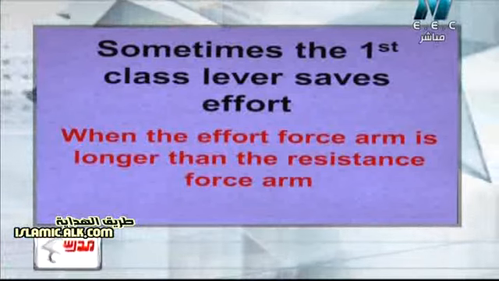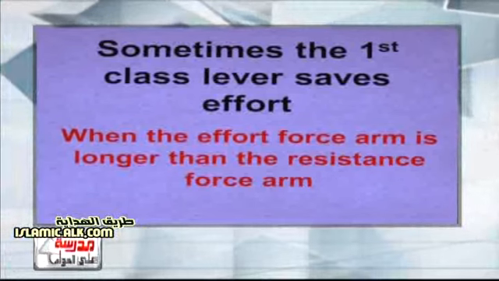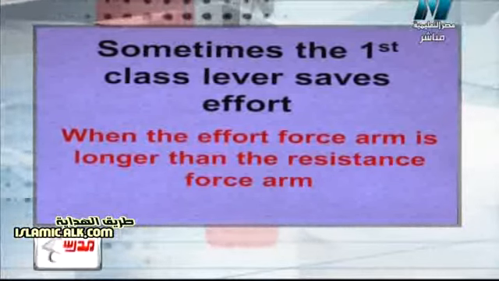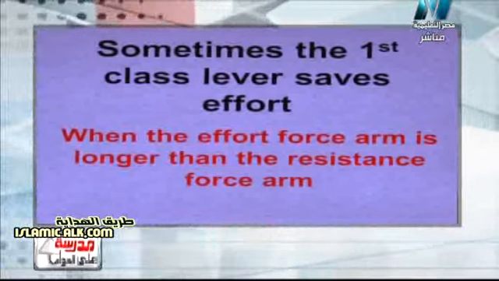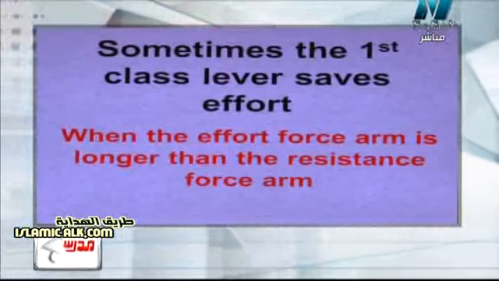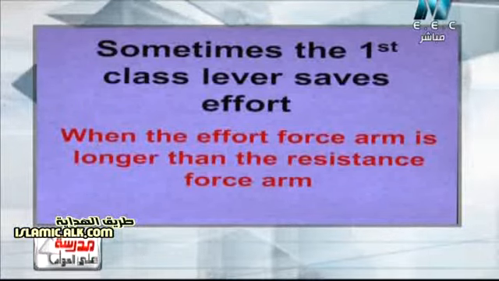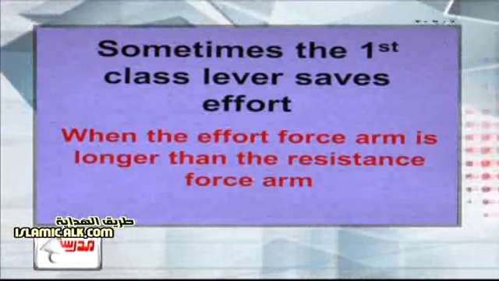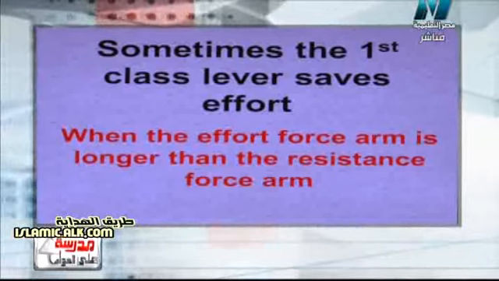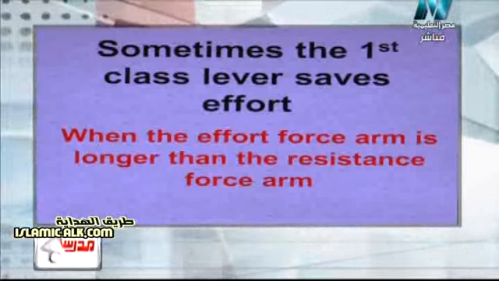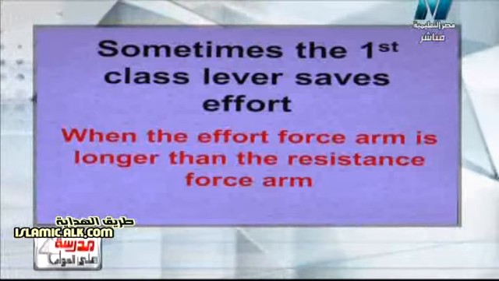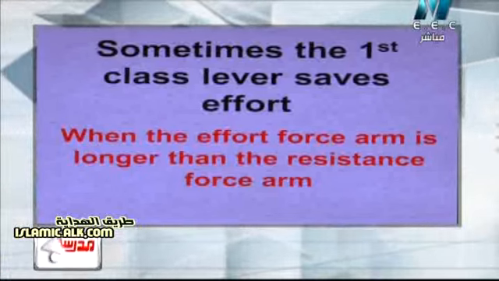Why is third class lever the worst type? Because in this condition, it has the effort force arm shorter than the resistance arm. But what about second class lever? Second class lever, as we know, is the best type. Why? Because it has the effort force arm longer than the resistance force arm.